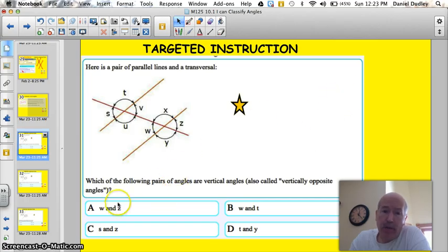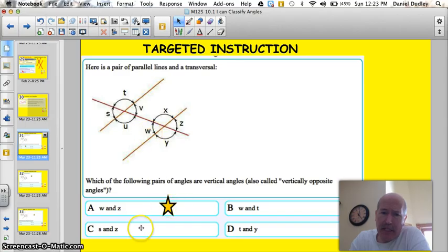All right, let's run through it. W and Z. Well, I'm going to put my star down here right away because they look like they're opposite angles, but let's run through the rest. W and T, no, because they're not formed by two intersecting lines. There's this third line involved, so no, they're not opposite.